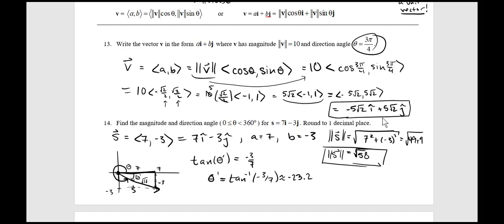Right, so that's this angle, but we are asking for an angle between 0 and 360. So measured this way around, what's that going to be? Let's just go the full 360 minus this 23.2 will leave us with the original value. Just think of adding 2 pi to this. That's the easy way to think of it.